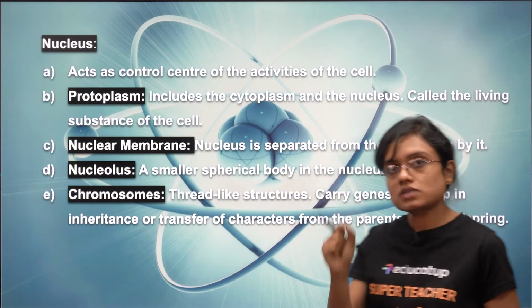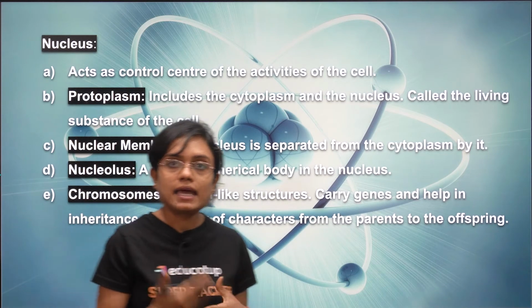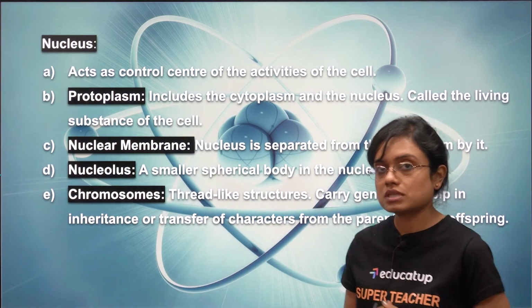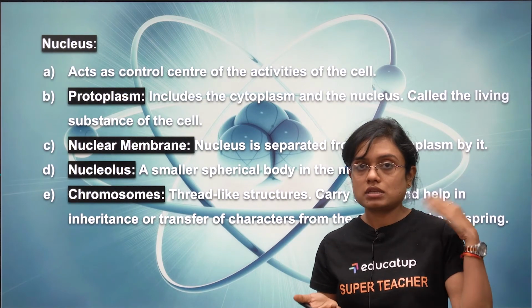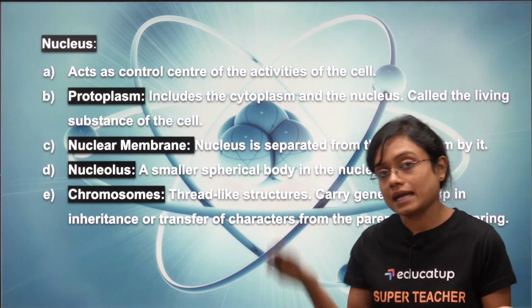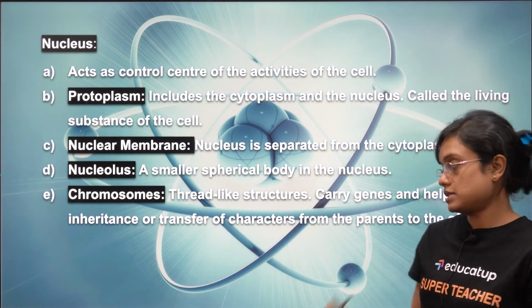Chromosomes are thread-like structures, बहुत पतले धागे-नुमा structures होते हैं, which carry genes and help in inheritance or transfer of characters from parents to offsprings, which are present inside the nucleus. Like हमारे आँखें हमारी दादी जैसी होती हैं, हमारे बाल हमारे dad जैसे होते हैं, वो कैसे? Because of the transfer of chromosomes and the genes present on it.